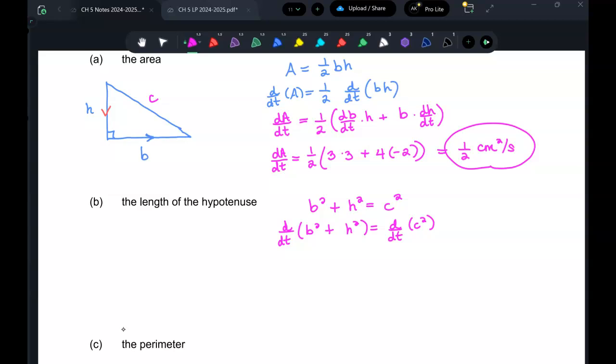We'll plug in the information at the end. So we have 2b dB dt plus, isn't it h squared? Oh, no, 2h times dH dt equals 2c dc dt.